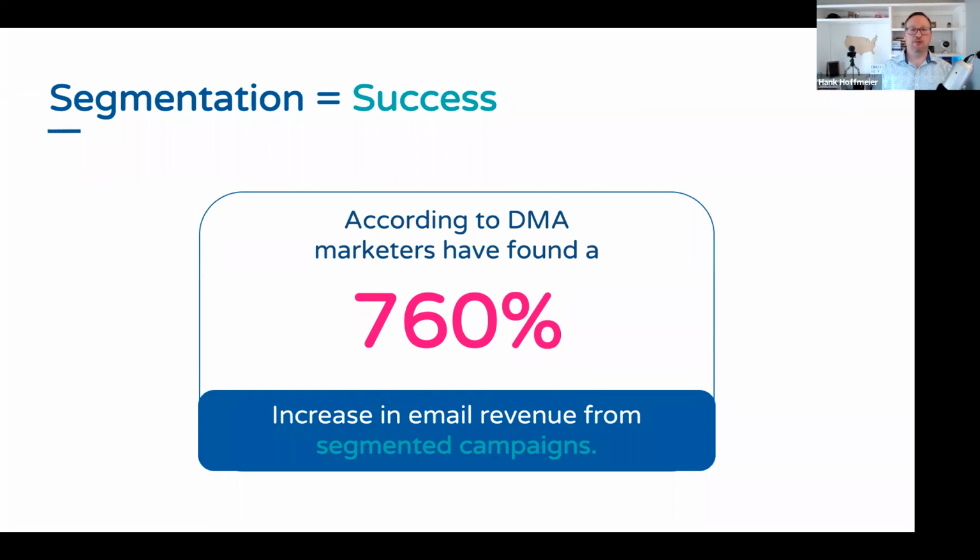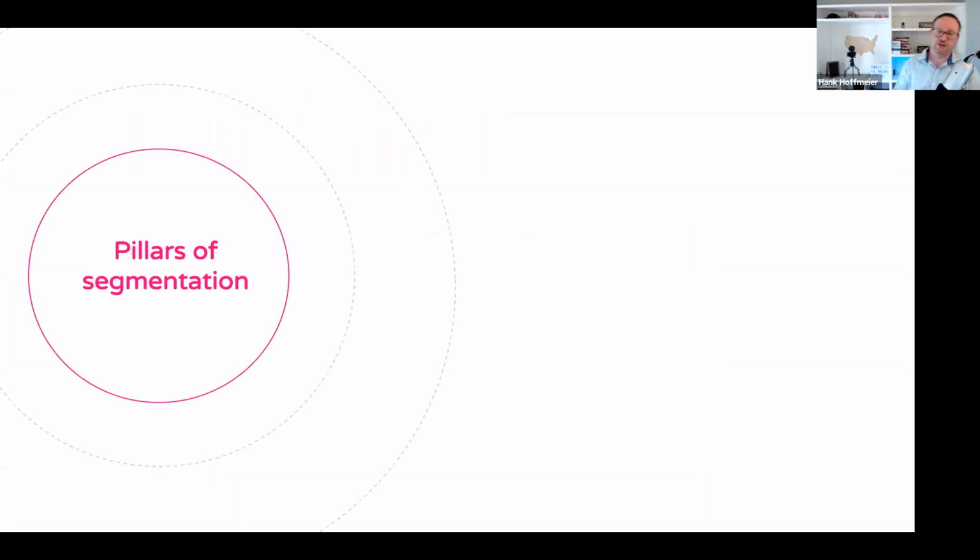A 760% increase in email revenue if you target the right people. If you simply target the right people, you're going to make more money. So what are you going to do? I believe that there are 4 pillars of segmentation.